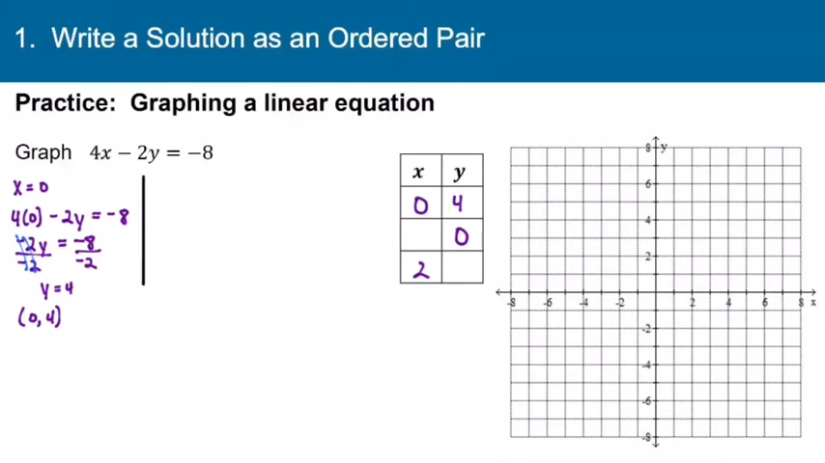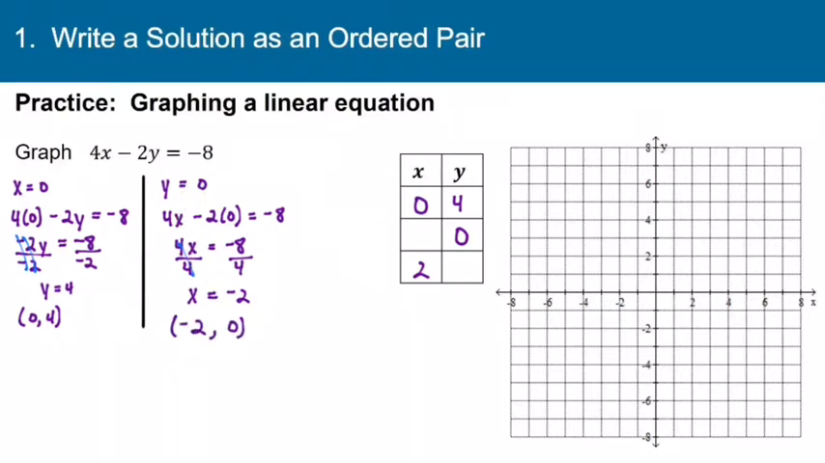Let's go ahead and plug in y equals 0. So that would give us 4 times x minus 2 times 0 equals negative 8. 2 times 0 is 0. So that leaves us with 4x equals negative 8. And we'll divide both sides by 4. So that leaves us with x equals negative 2. So our ordered pair here is negative 2, 0. So the negative 2 goes here.